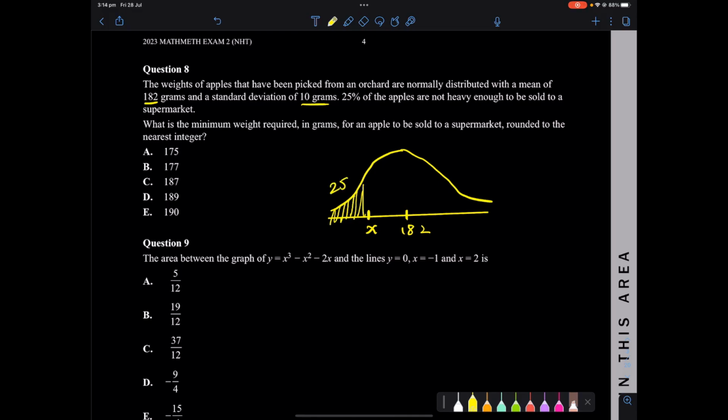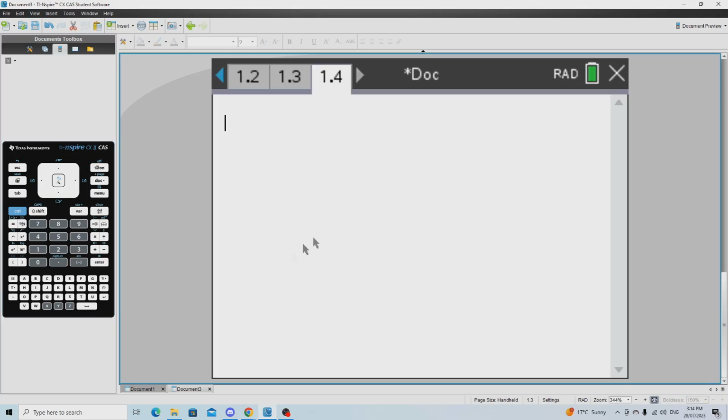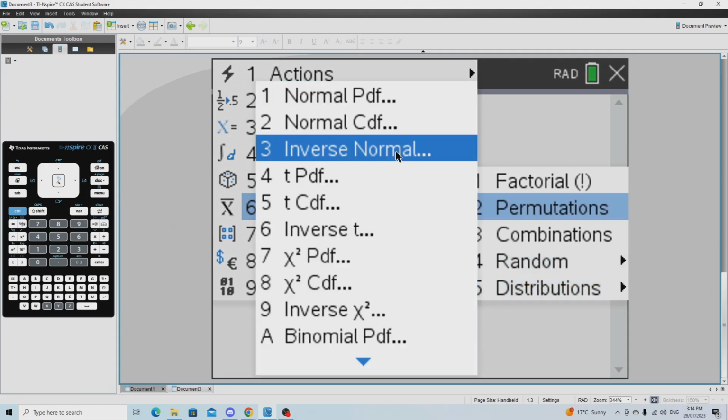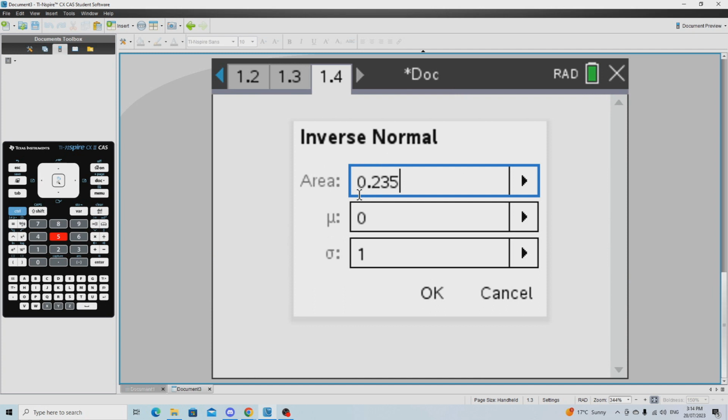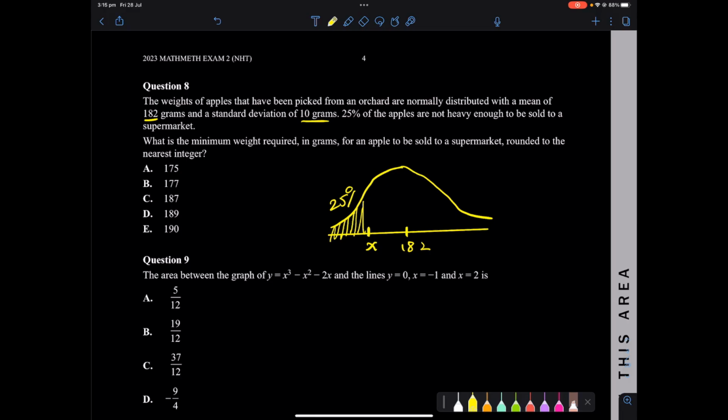25%, so we know that 25% of the apples are not heavy enough. So this mass is your minimum weight. Greater than that, they are able to be sold. If they are below, which is the 25%, they are not enough. So I'm going to go on my calculator, to probability, distributions, and inverse normal. The area is 0.25, your mean value is 182, and your standard deviation is 10. That is 175. So 175 to the nearest integer. So your answer is A, question A.